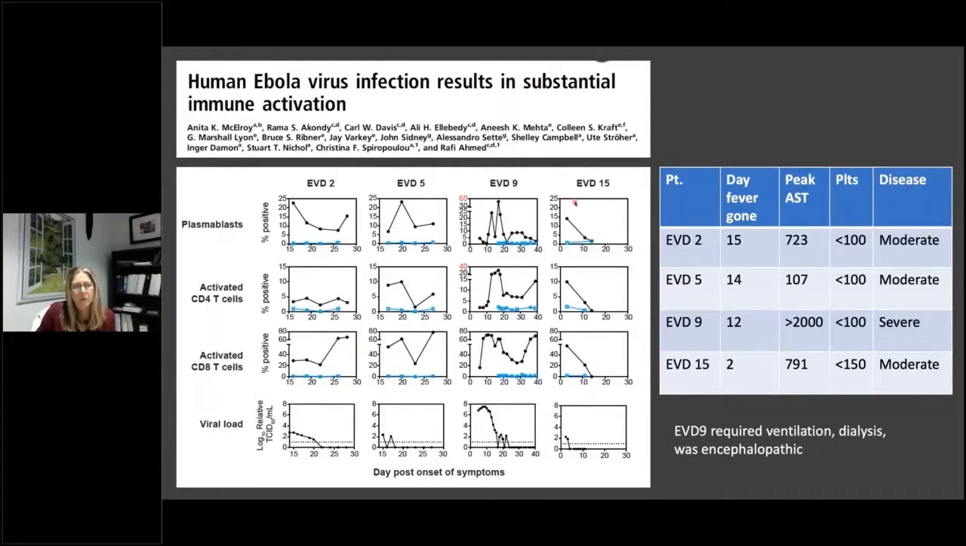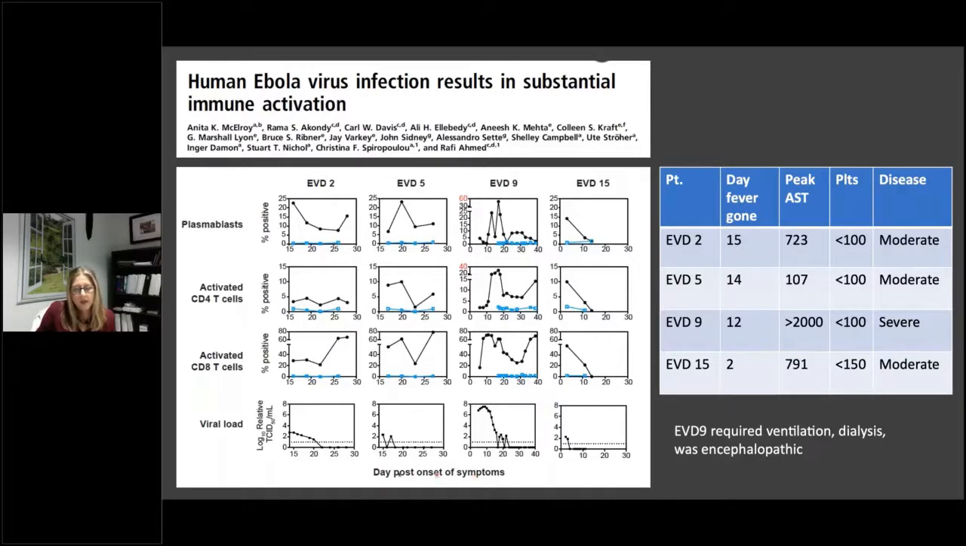So this is the first bit of data that we gathered from the context of this outbreak. And we published this in 2014 or 2015, showing that in the context of human Ebola virus disease, there's substantial immune activation. You're going to see slides like this a couple of different times throughout the talk. And each time you will note the code of the individual. So EVD 2, 5, 9, and 15 were the 4 patients. And if you read any of the literature that we published on these patients, the nomenclature is all the same throughout, so you can directly compare the data from study to study.